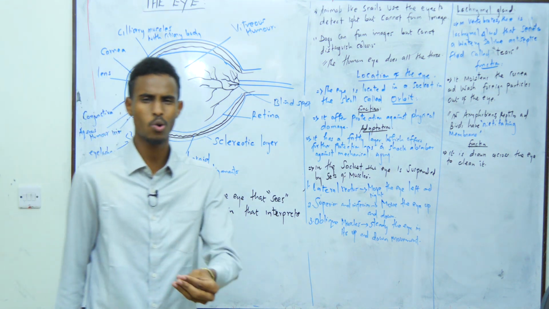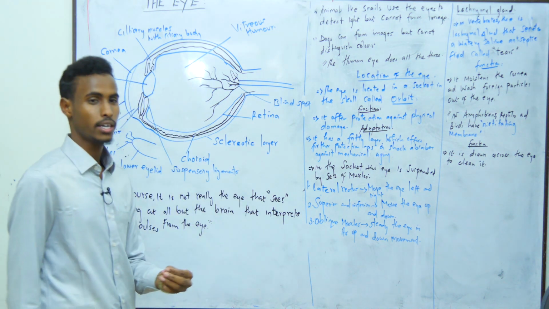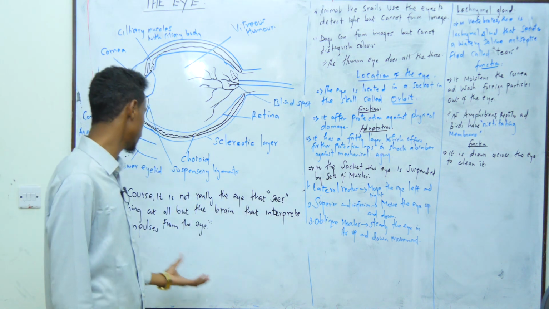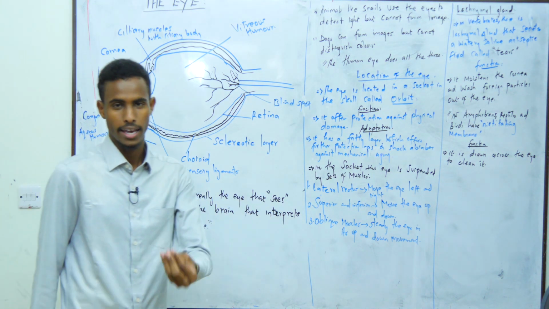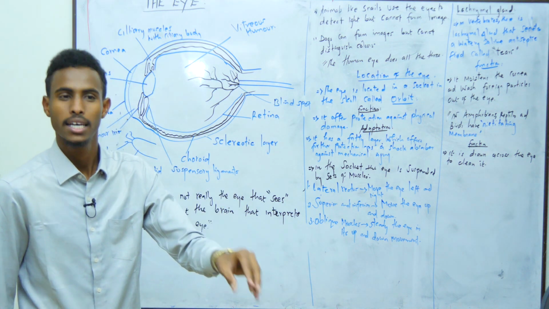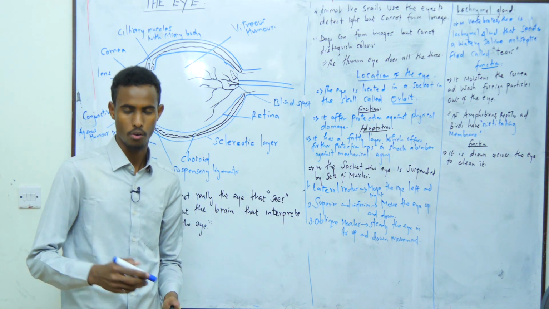Again, class, in the eye we have a fluid called the vitreous humor, and the aqueous humor as well. And we say, of course, it is not the eye that sees anything, but the brain that interprets the impulses from the eye. And therefore, we say many animals possess eyes, but few show the complexity of its structures.